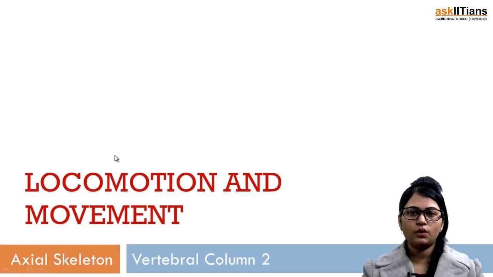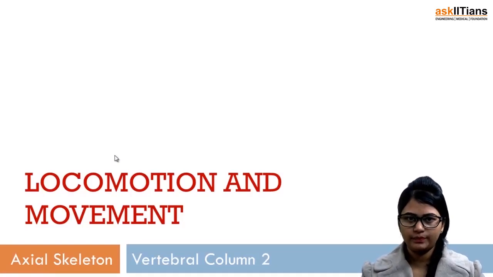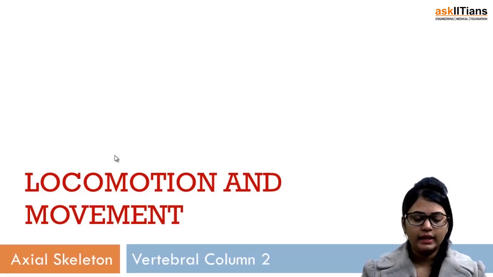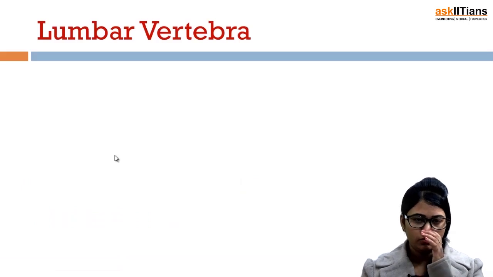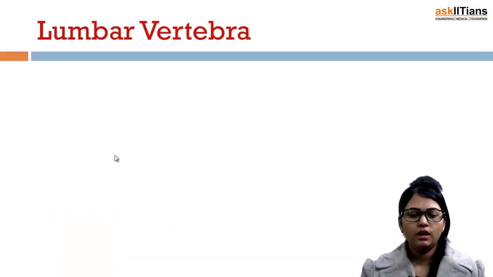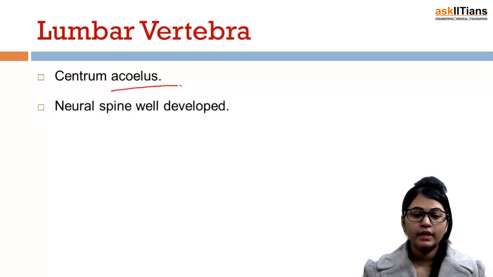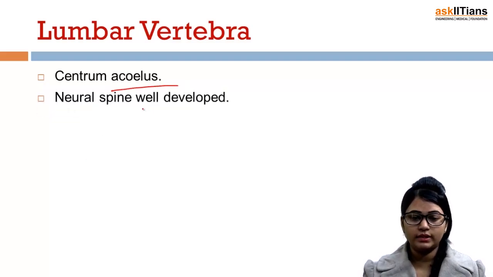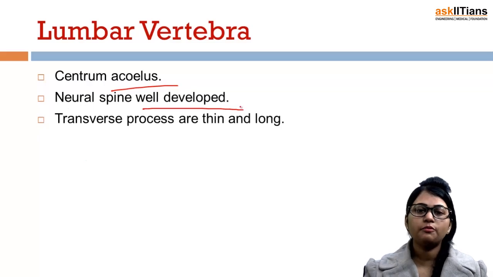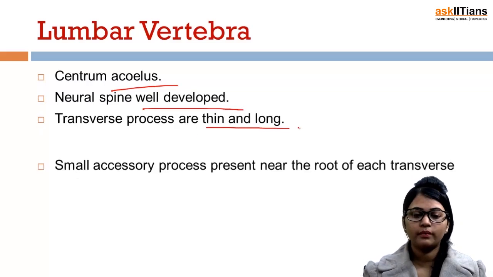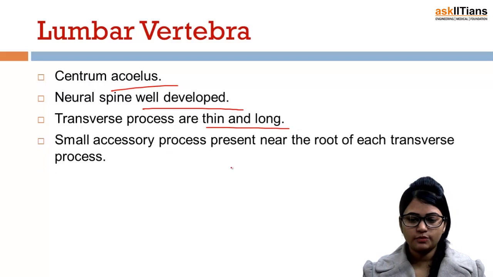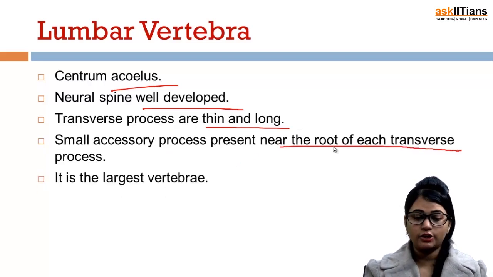Axial skeleton. Now we are discussing the second part of the vertebral column. In the previous one we discussed cervical vertebra, and now we are going to take the lumbar vertebra. Its centrum is acoelous. Neural spine is well developed. Transverse processes are thin and long. Small accessory process present near the root of each transverse process. It is the largest vertebra.